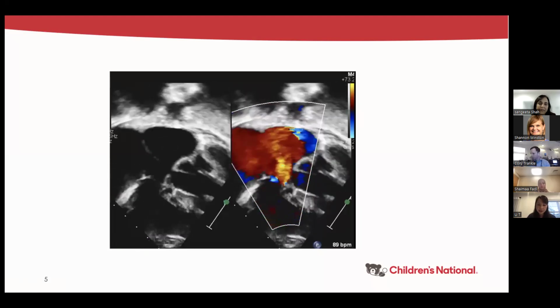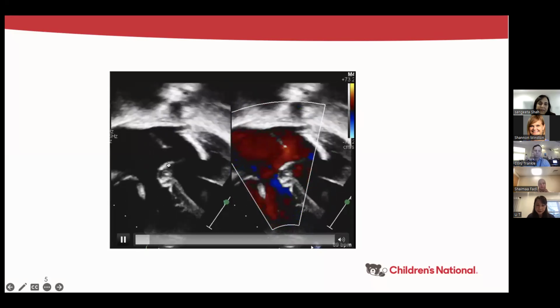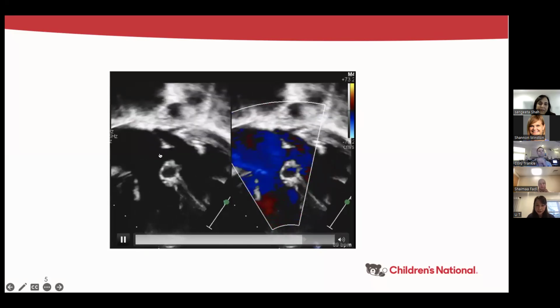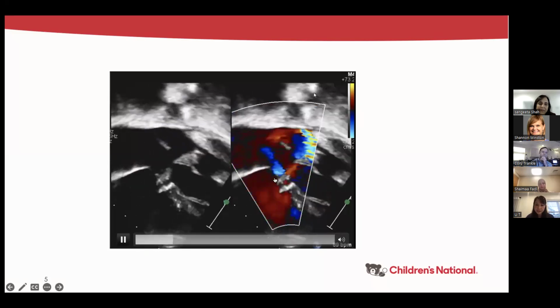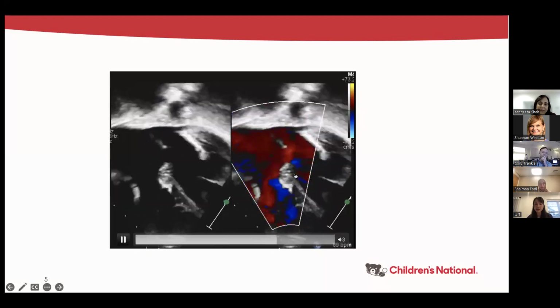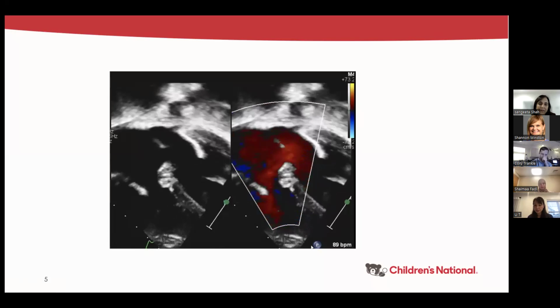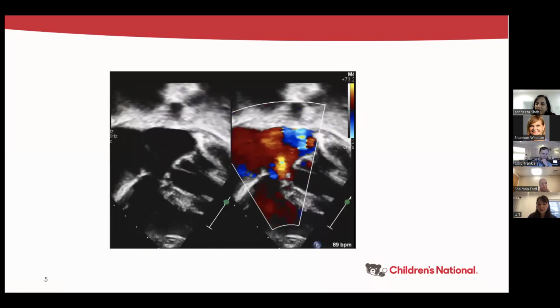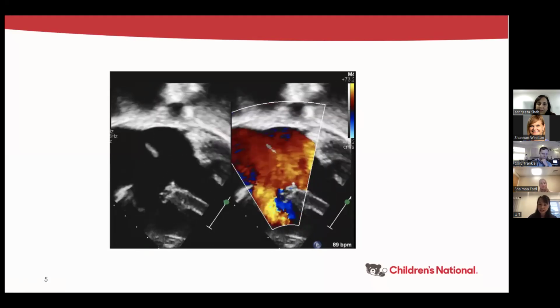So in this case, you can see that this is the crux of the heart, of course, and there's a large primum defect right above the crux. This also gives you a nice picture of the inlet region of the VSD, which forms the ventricular component of the AV septal defect. And we did not appreciate any ventricular level shunting in this patient.